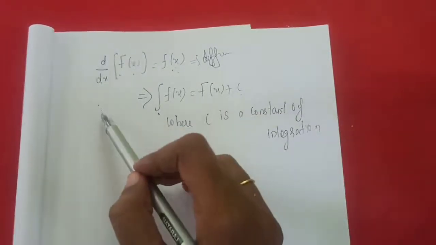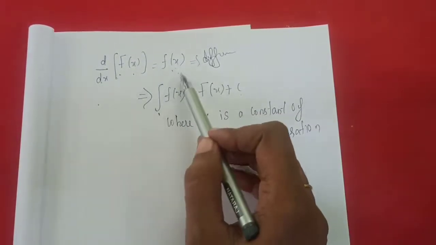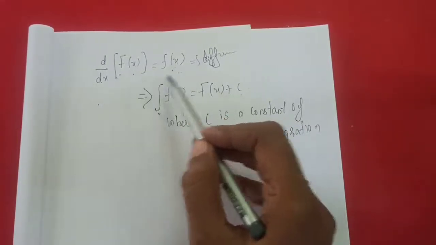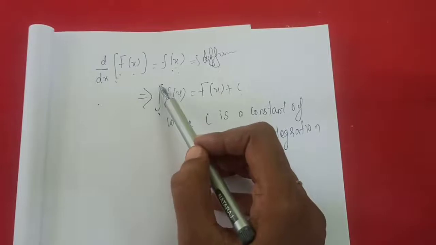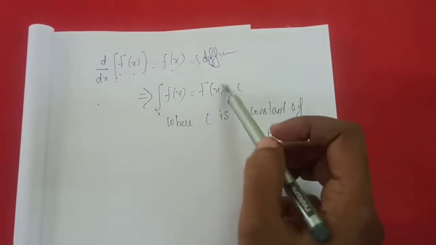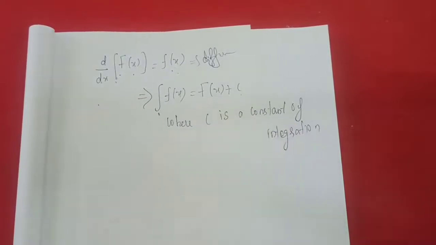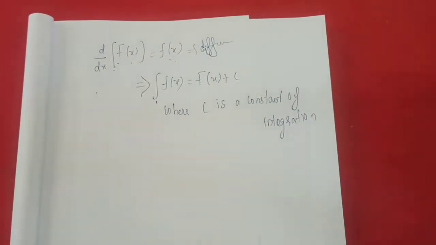Okay, so don't forget, when we are integrating, we need to put one constant of integration, small c. So d by dx of capital F of x is equal to small f of x. This is differentiation. The reverse process, that is small f of x, if you are integrating, you will get capital F of x plus c. Why are we putting the c? C is called the constant of integration. Understand, students?